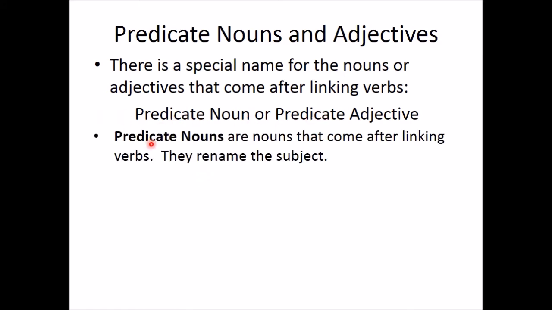So here's the definition of predicate noun. You should write this down. Predicate nouns are nouns that come after linking verbs and they rename the subject. And here, alert, alert, alert, this is a new noun job. We've got lots of noun jobs now. So you know nouns are people, places, things, or ideas. And now you know that nouns can do many different jobs in a sentence.